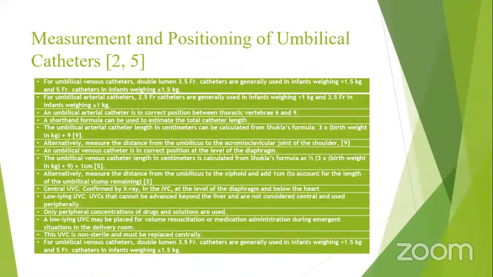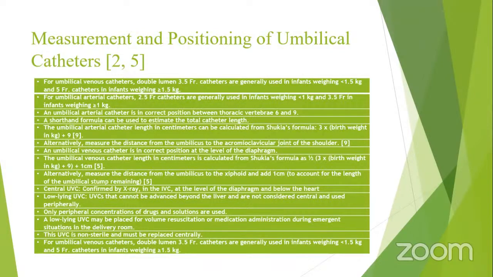Measurement and positioning of umbilical catheter. For umbilical venous catheter, double lumen, 3.5 French catheters are generally used in infants weighing less than 1.5 kg, and 5 French catheters in infants weighing more than or equal to 1.5 kg. For umbilical arterial catheter, 2.5 French catheters are generally used in infants weighing less than 1 kg, and 3.5 French in infants weighing more than 1 kg.